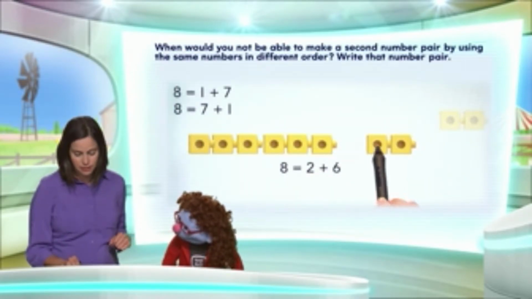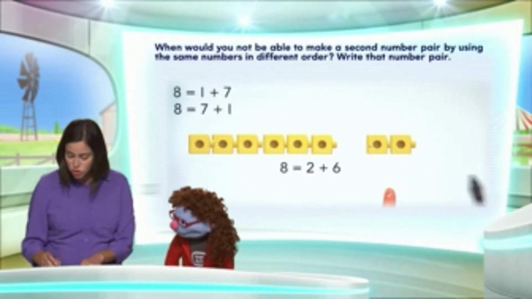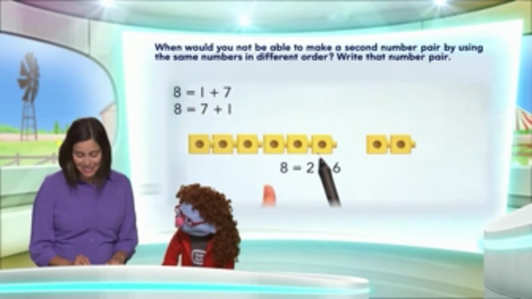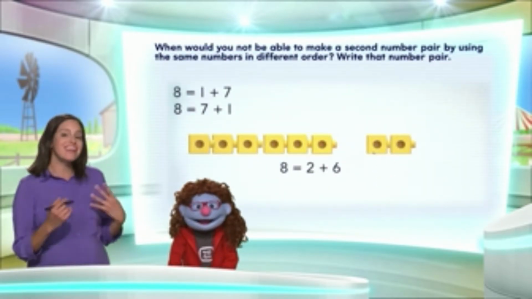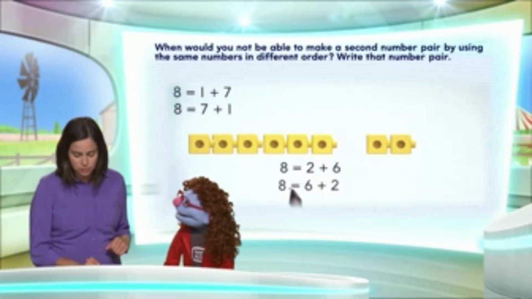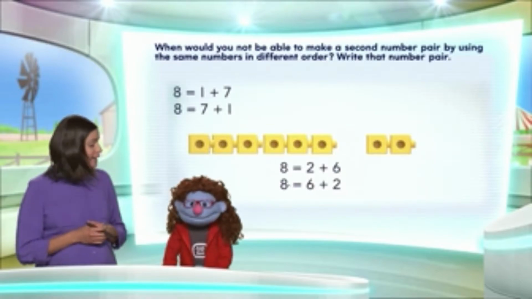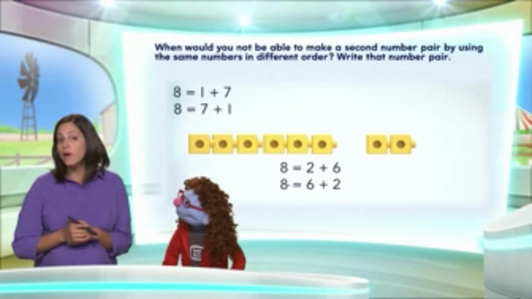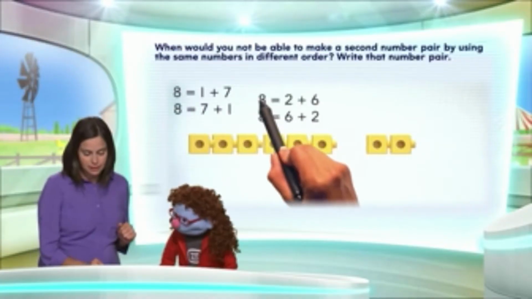There is. So let's move the 2 to this side. So now we have 6 connecting cubes plus 2 connecting cubes. Well, you see, Jeannie, that's still 8. 8 is equal to 6 plus 2. Can you think of another way to rearrange these cubes? And like Jeannie said, there's many ways.